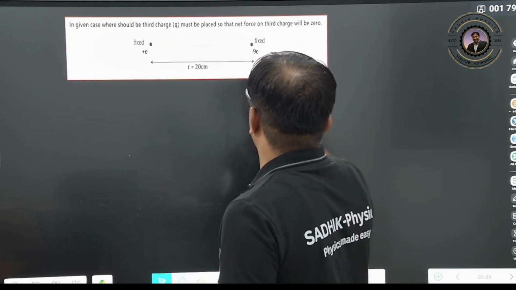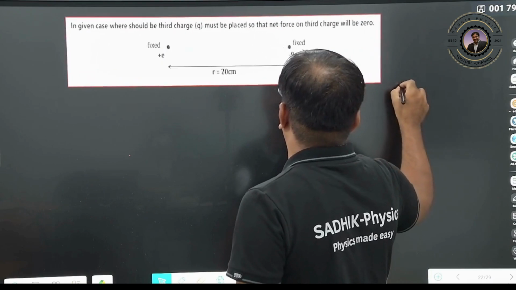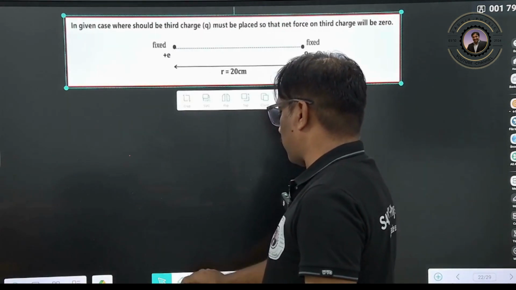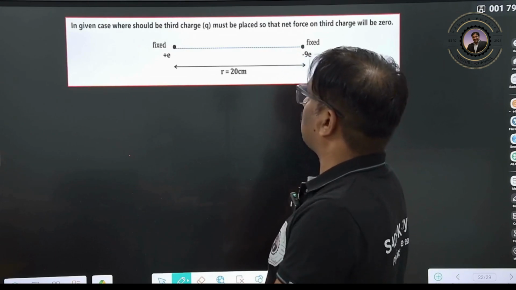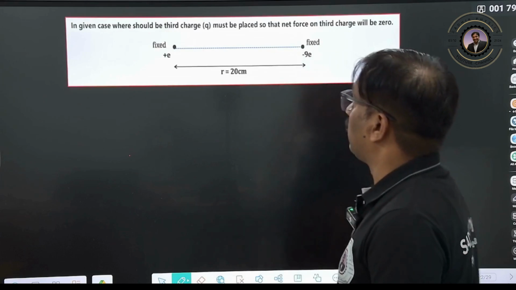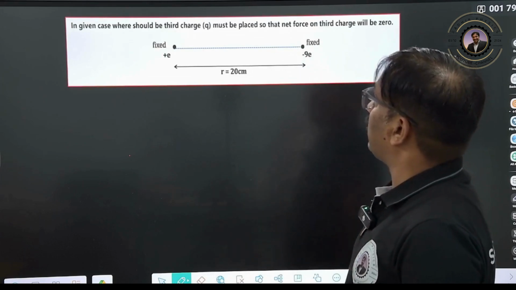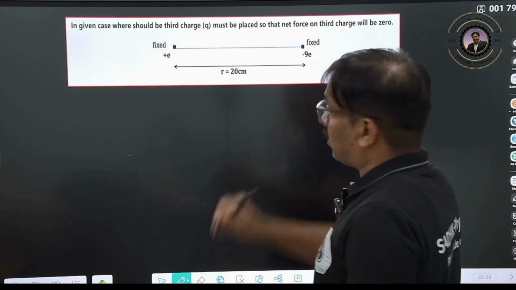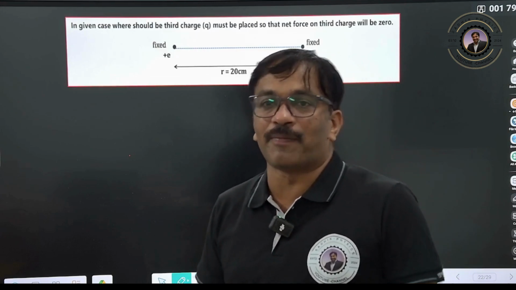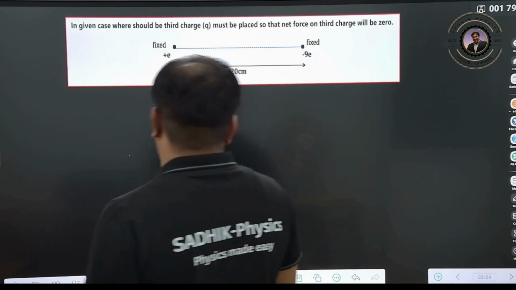Yeah, this type of question I already did in our part 1 video. Please check out that video, right? But here we'll do it one more time. In the given case, where should the third charge q be placed so that the net force acting on the third charge will be 0? 0 means nothing but a null point. Clear? So please check out that video.